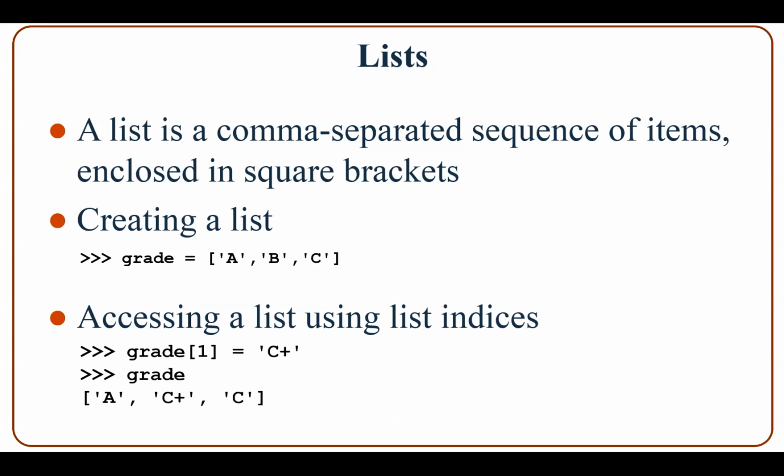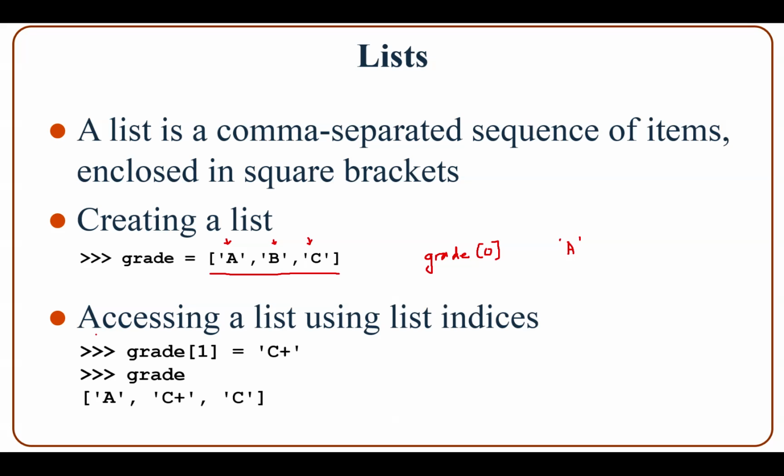The next type is list. A list is a comma-separated sequence of items enclosed in square brackets. So in order to create a list, you use the square brackets. In the square brackets, let's say I have elements or items A, B, and C. So they are strings. And then if you want to access, let's say, the first item, which has the index of 0, you type in grade and 0, and this would return A.